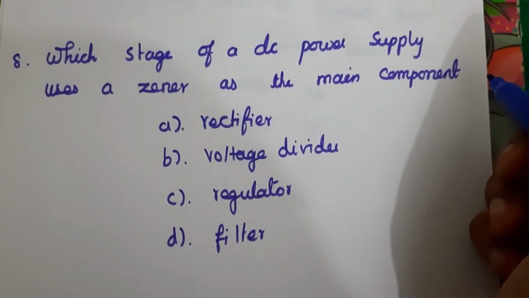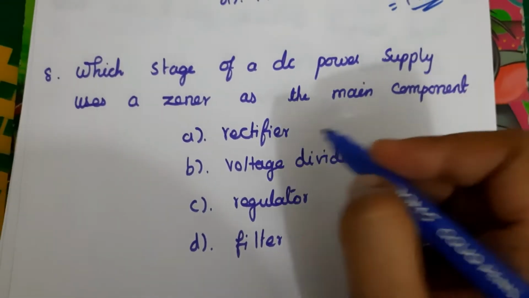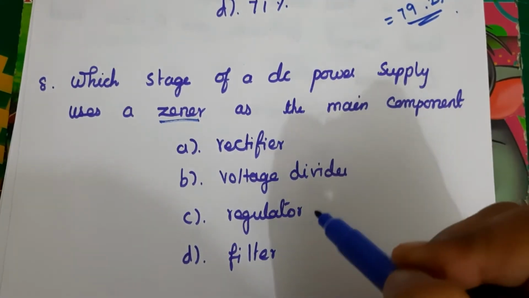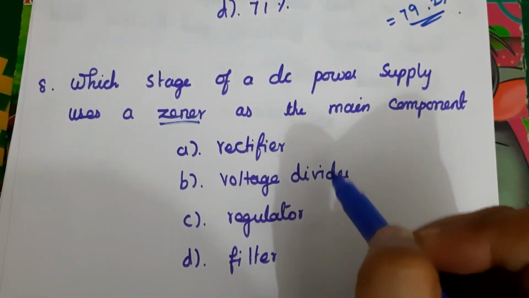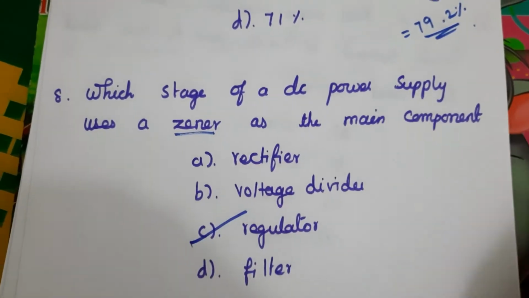Eighth question, which stage of a DC power supply uses a Zener as a main component? We know Zener is mainly used for voltage regulation. So in the regulator stage, we are using the Zener as a main component. So here the answer is C, regulator.